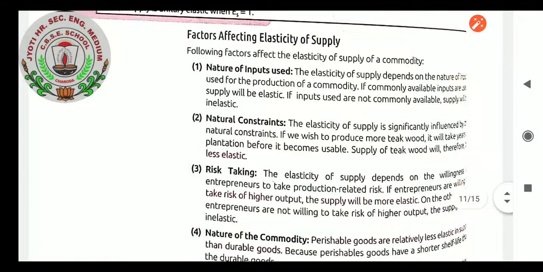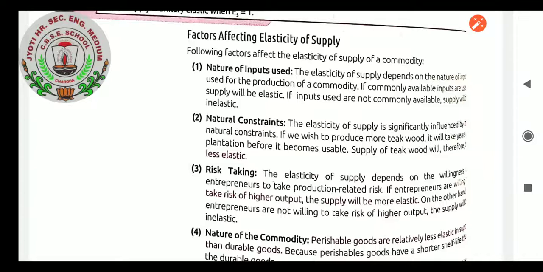Factors affecting elasticity of supply. With that, some practical questions we will be solving today in our class. The following factors affect the elasticity of supply of a commodity. Nature of inputs used. The elasticity of supply depends on the nature of inputs used for the production of a commodity. If commonly available inputs are used, supply will be elastic. If inputs used are not commonly available, supply will be inelastic.